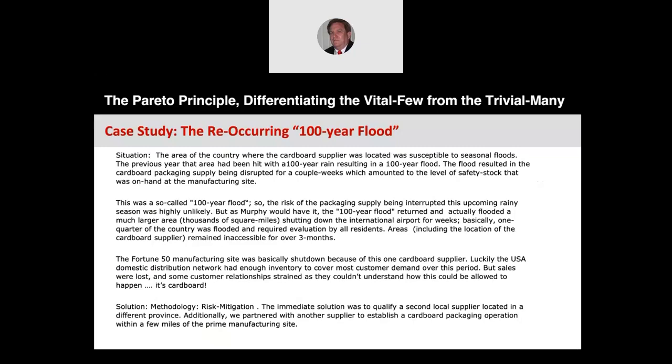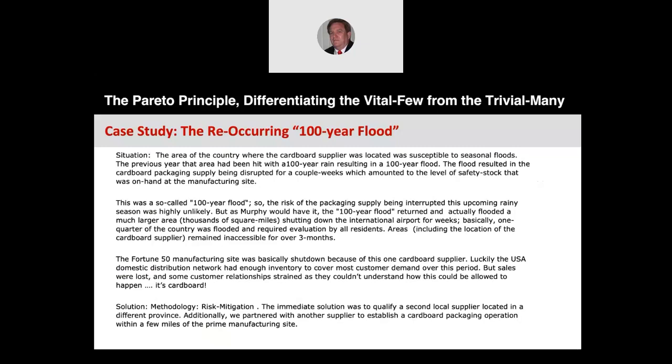Well, the very next year, as Murphy would have it, the 100-year flood returned. And this time it was really the mother of all 100-year floods. It covered a very large area, thousands of square miles. It even shut down the international airport for weeks. Basically one quarter of the country was flooded. It required evacuation in all areas, and the cardboard supply remained inaccessible for 3 months.